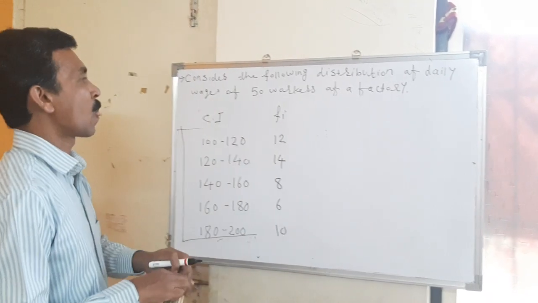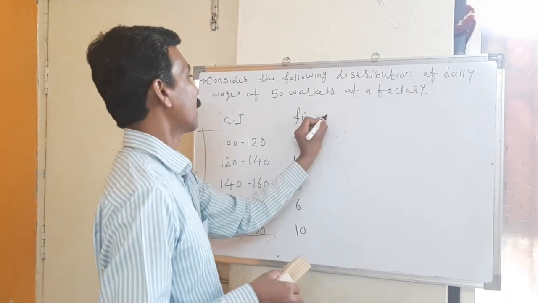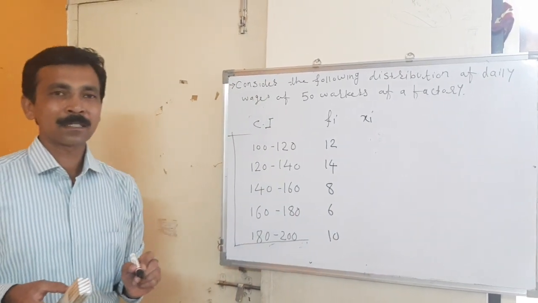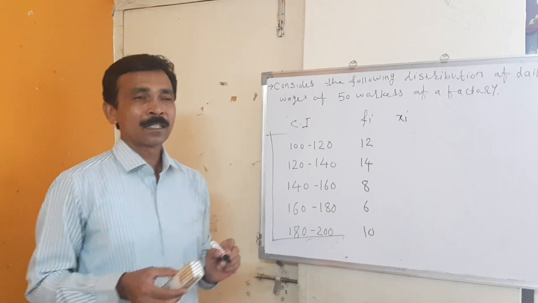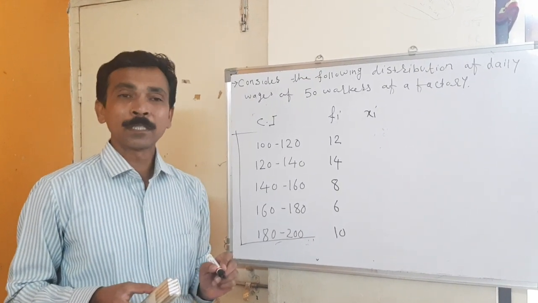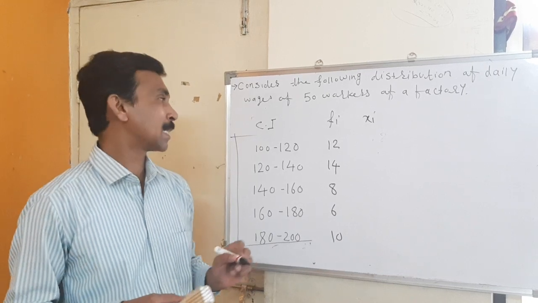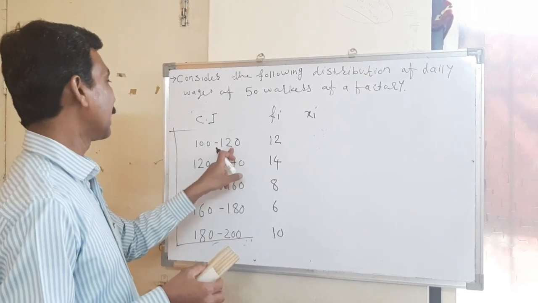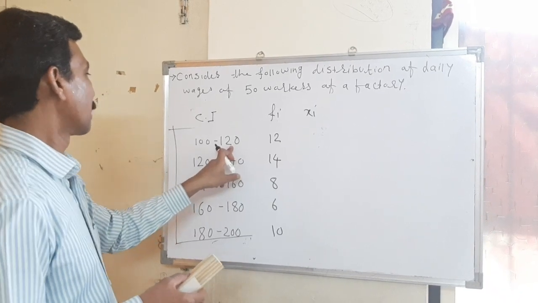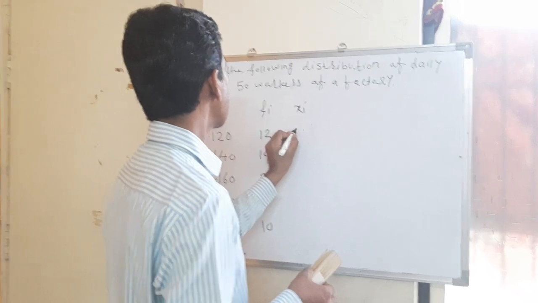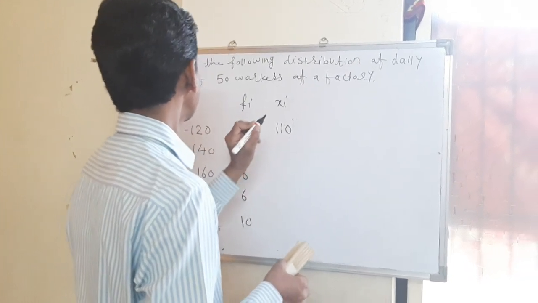Here I will write Xi. Xi means class mark. We have seen how to find Xi. Xi is equal to lower limit plus upper limit upon 2. Let's see the first Xi. 100 plus 120 is 220. 220 upon 2 is 110.